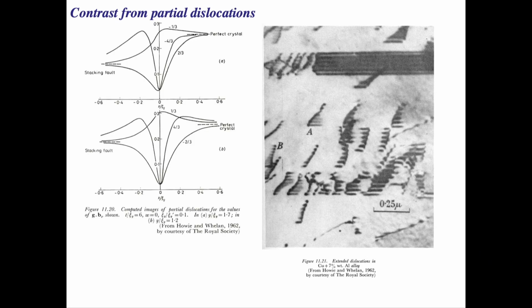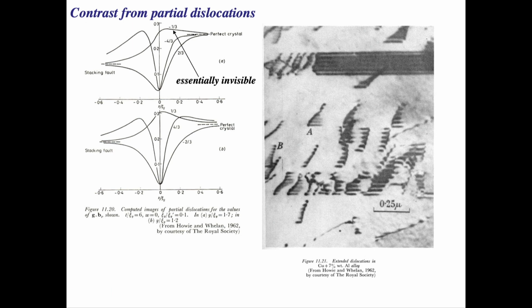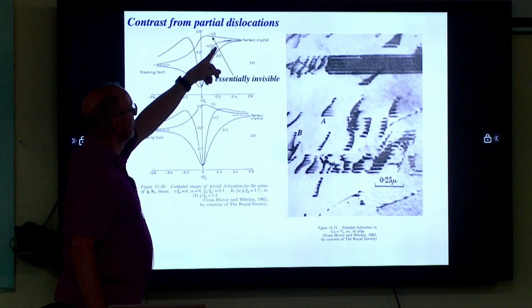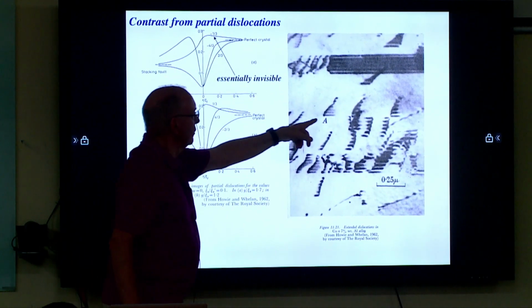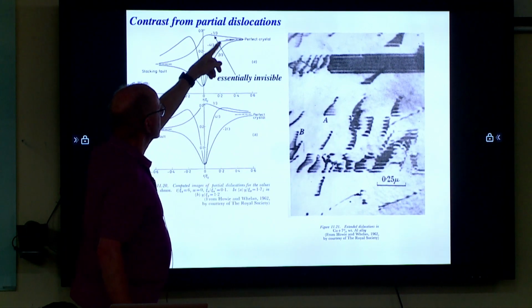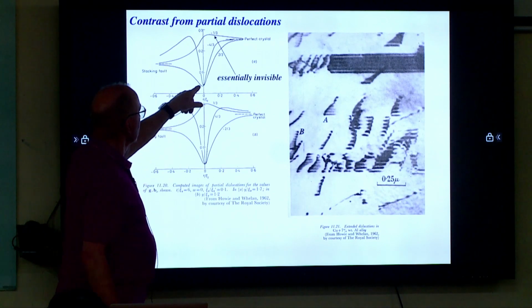If you calculate what these things should look like, then essentially anything with g dot b of a third or minus a third is essentially invisible. And that's what is here. There is a defect there, it's just that it's not visible in the contrast. Whereas on the other side, they're clearly visible here.